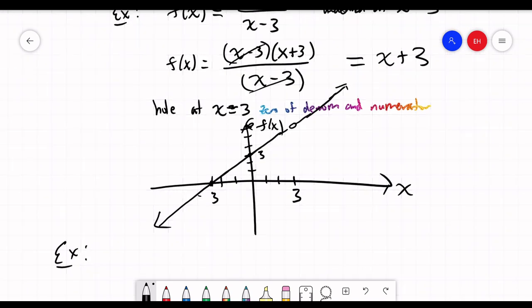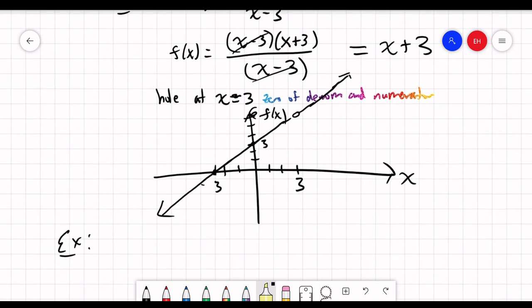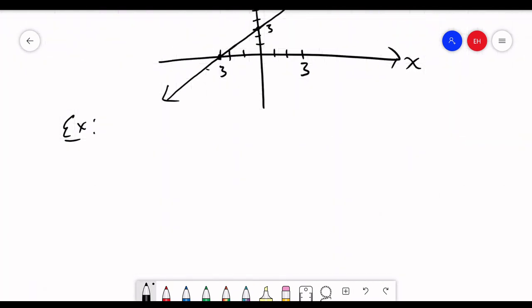So it's important to keep in mind with holes that they can occur when you have a 0 in both the denominator and numerator. But even if you have a 0 in both the bottom and top, it still could be a vertical asymptote. It might not be a hole. So this example will hopefully make that clear, where you just want to be a little bit careful.